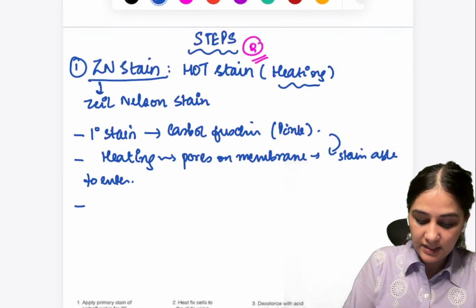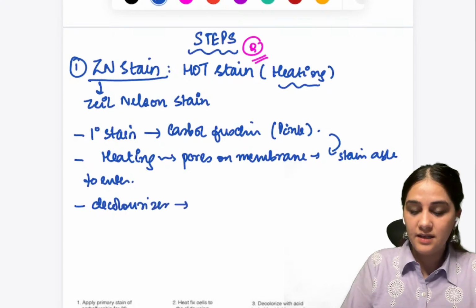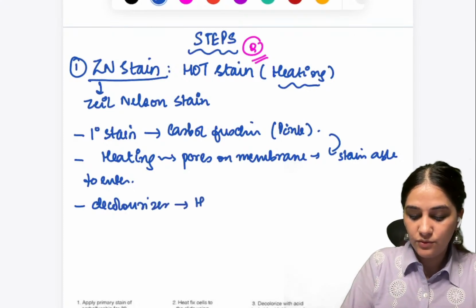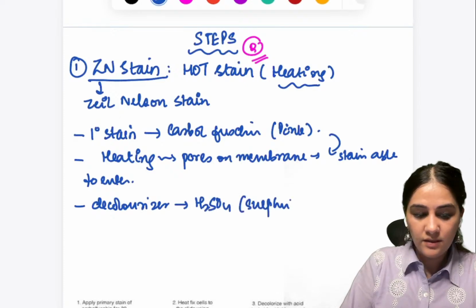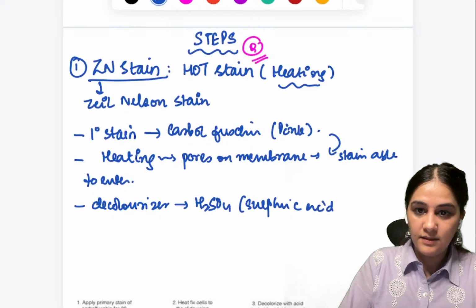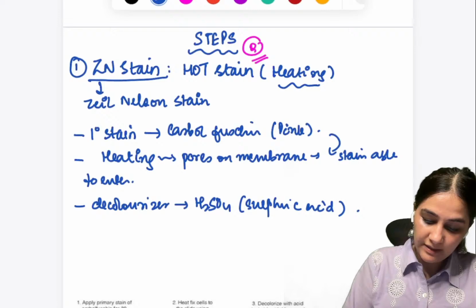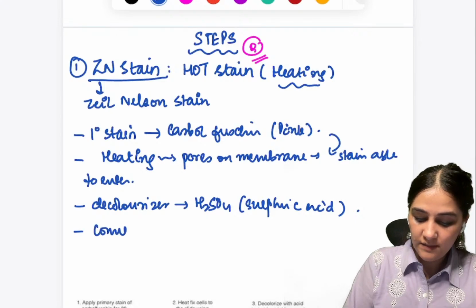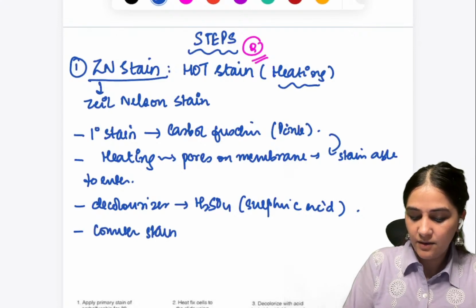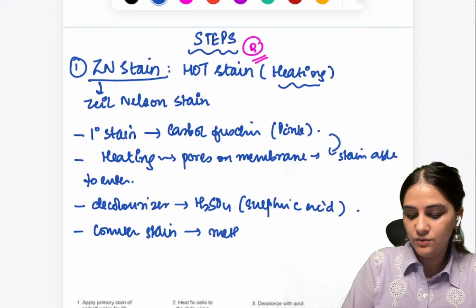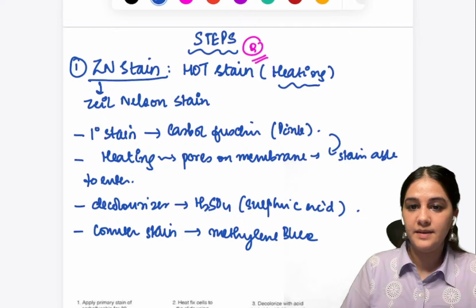Then we use a decolorizer. So what decolorizer are we using? As we spoke about, we use H2SO4, which is your sulfuric acid. We use sulfuric acid as a decolorizer, and then finally we use a counter stain to stain the background. And what is the counter stain? We use methylene blue, right? So we use methylene blue.